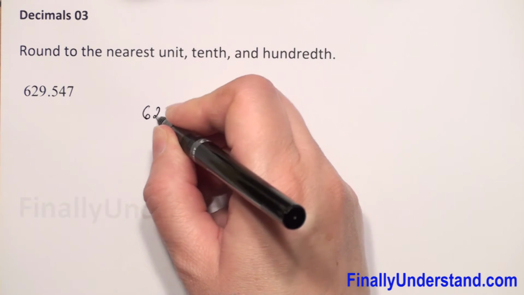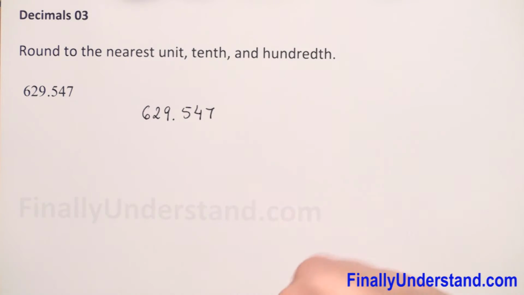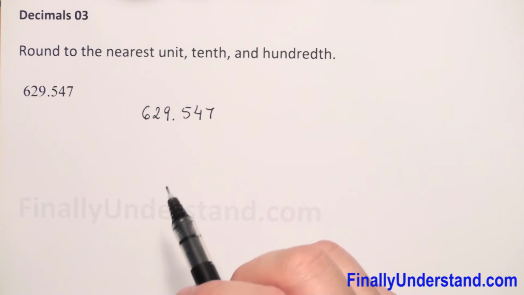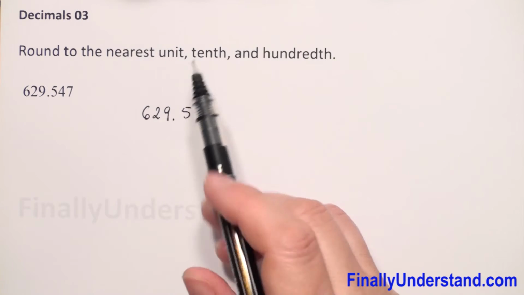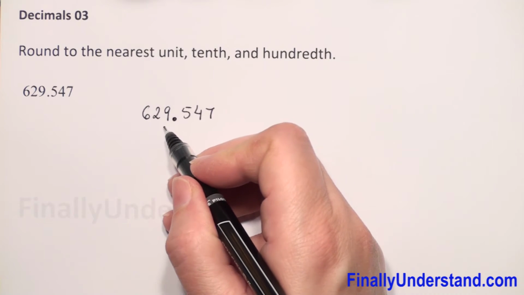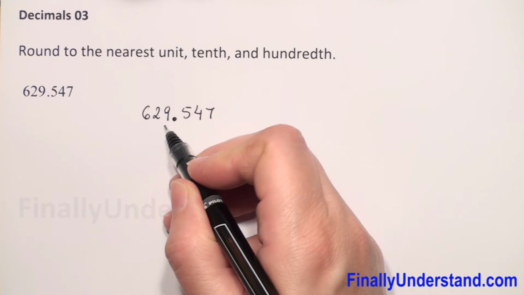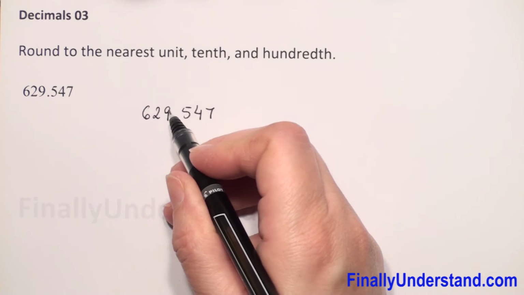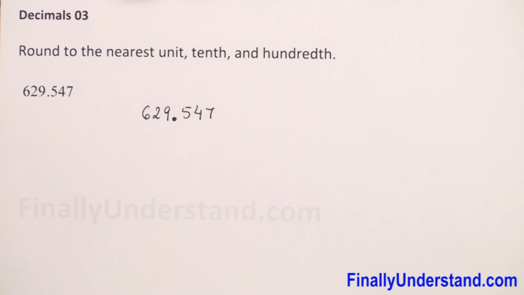We have 629.547. First step, we need to decide which is the last digit to keep. We need first to round our number to the nearest unit. The unit is always the first digit to the left of the decimal point. This is our unit, or you can say ones. So we have 9 units, or we can say 9 ones.